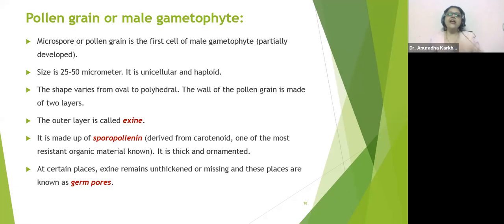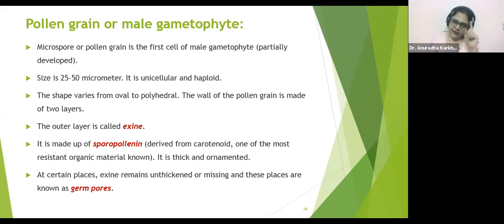Once I tell you how the two male gametes are going to be formed, then it will be a completely developed male gametophyte. Initially, it is a partially developed male gametophyte. Correct. Size is 25 to 50 micrometer. It is unicellular and haploid. Always, pollen grains are unicellular and haploid.